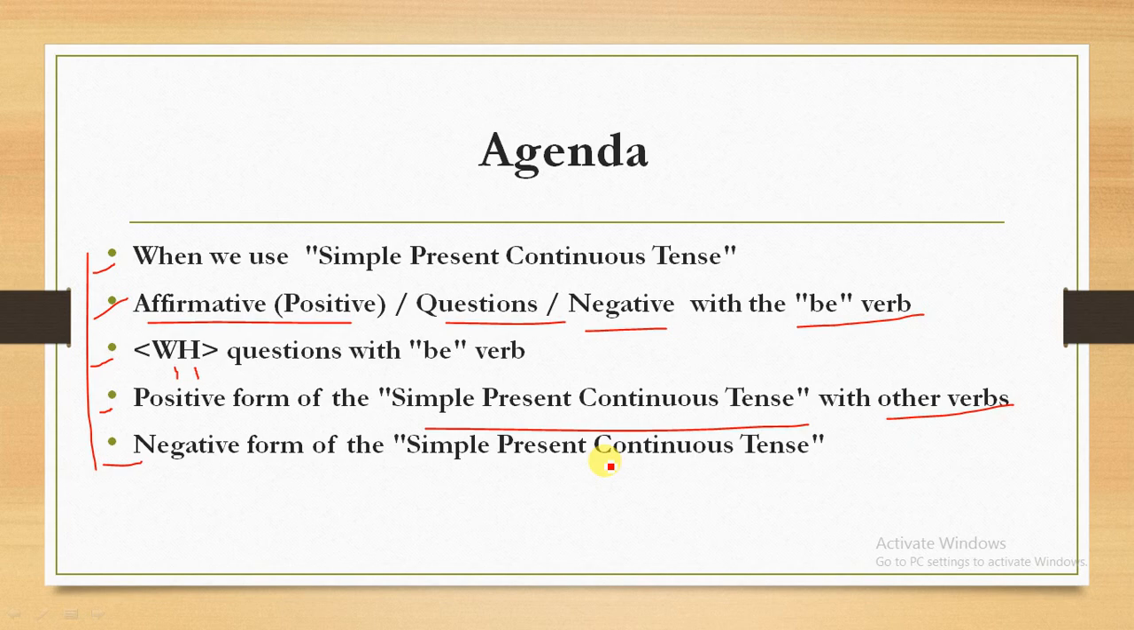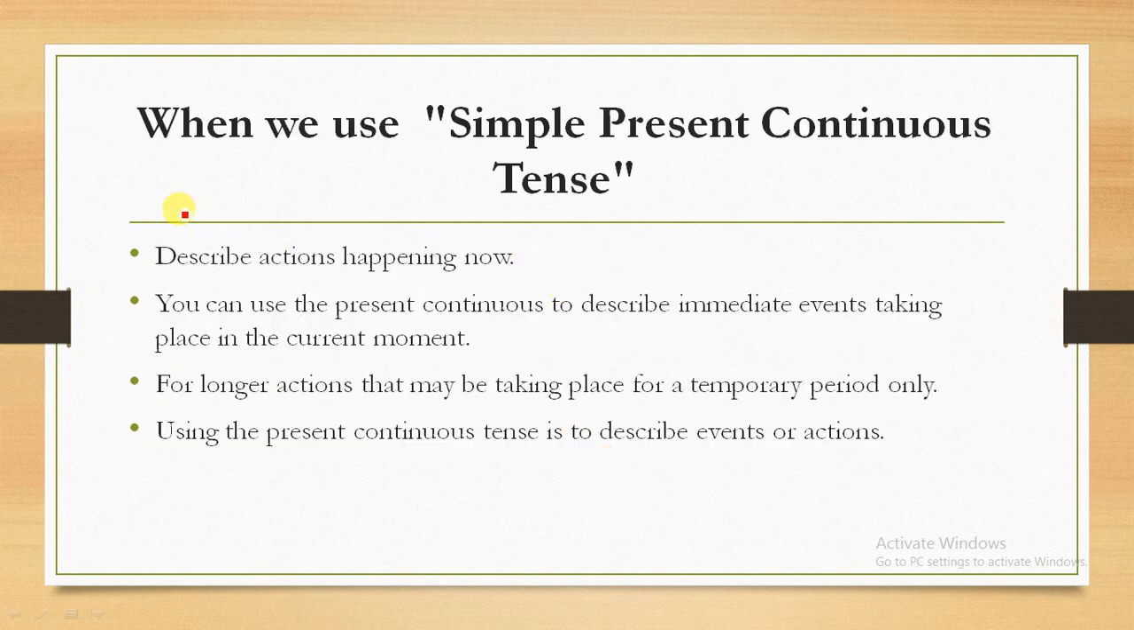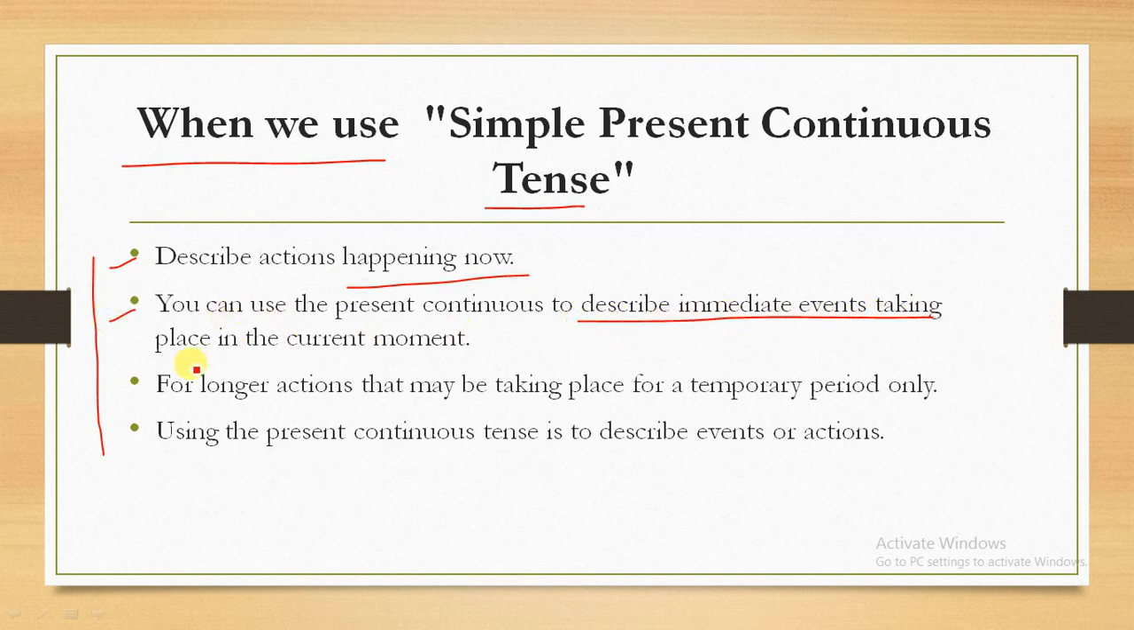Okay, let's move towards the next slide. First of all we will see when we use the simple present continuous tense. Here is some description, and with the help of the description we will get a basic idea about when we use the simple present continuous tense in the real world. For example, to describe actions happening now. You can use the present continuous to describe immediate events taking place in the current moment, and for longer actions that may be taking place for a temporary period only.